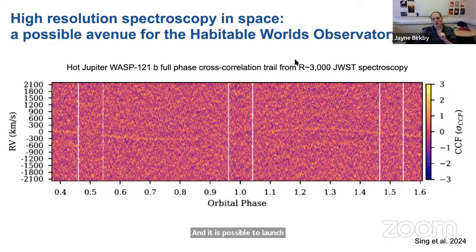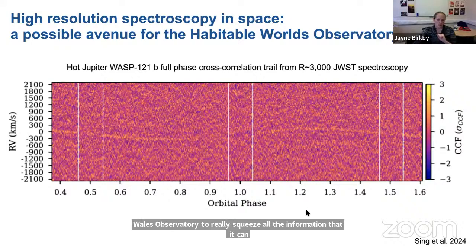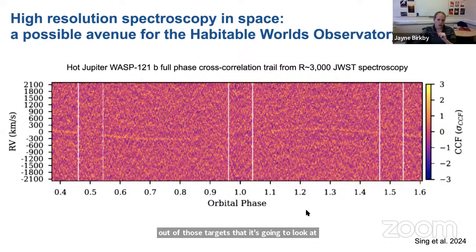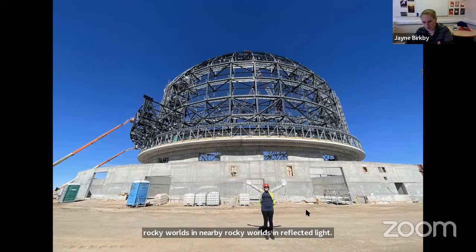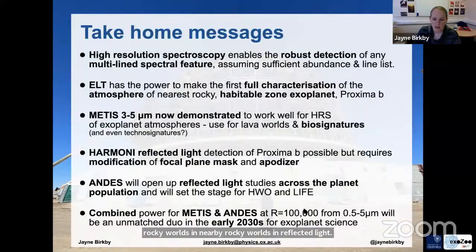They're much smaller and much lighter. And so this is potentially an avenue for the Habitable Worlds Observatory to really squeeze all the information that it can out of those targets that it's going to look at for rocky worlds, nearby rocky worlds, in reflected light. Okay, I will finish there. That's me at the ELT. That's my conclusions. I'll leave them up and I'll take questions. Thank you.